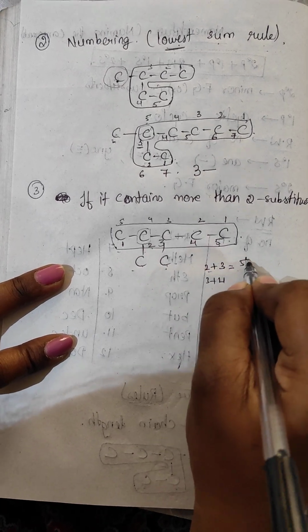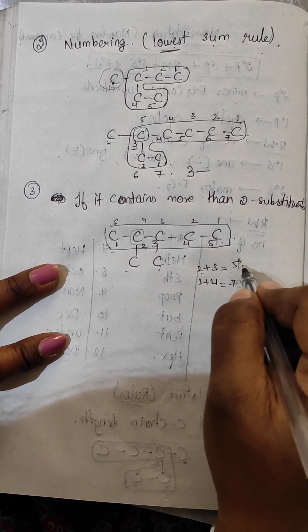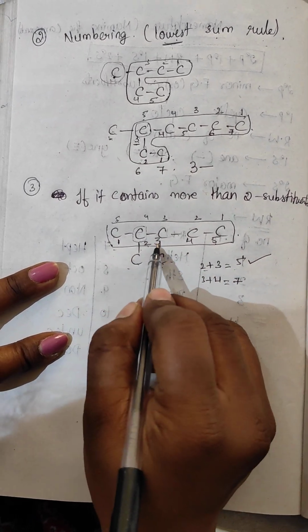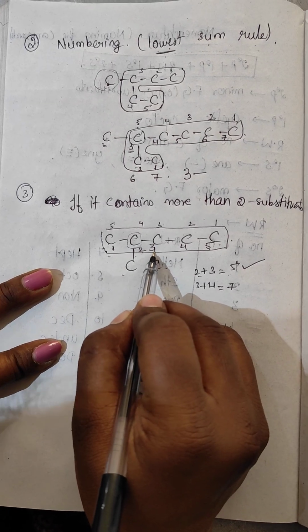So 2 plus 3 is how much? 5. 4 plus 3 is how much? 7. So always I am supposed to follow the lowest sum rule. That is nothing but the substituents inside the box should be given a higher priority.